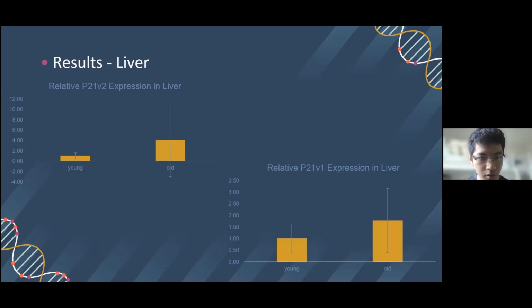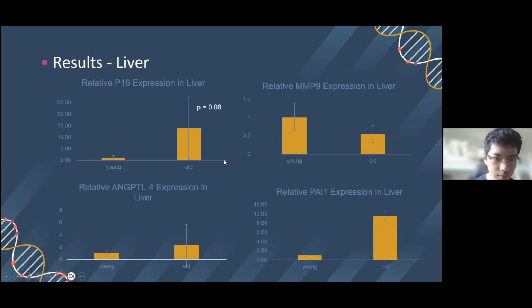For the liver samples, both P21 variant 2 and P21 variant 1 didn't show any signs of change between young and old mice. However, in P16, the relative expression was higher in the old mice, with a noticeable trend towards the old mice.